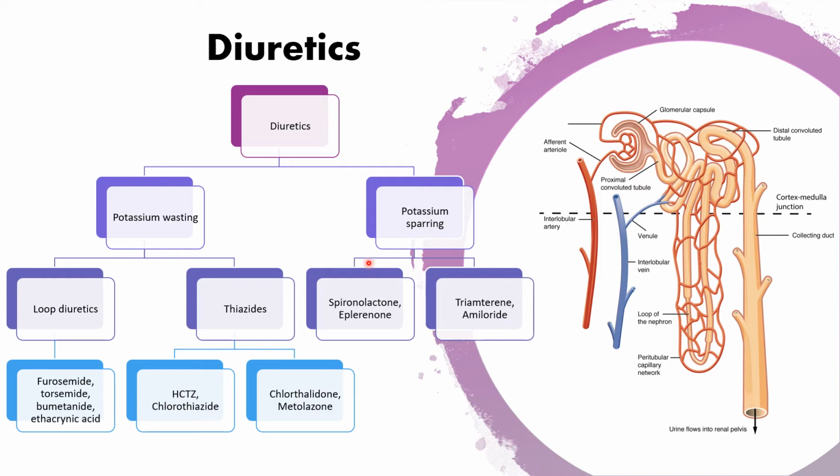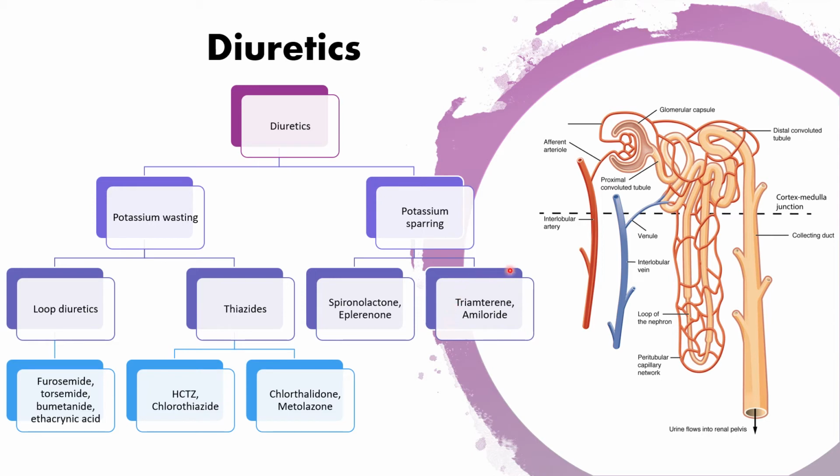So we have spironolactone and eplerenone. These are steroid derivatives. They're actually aldosterone receptor blockers. And we also have triamterene and amiloride.